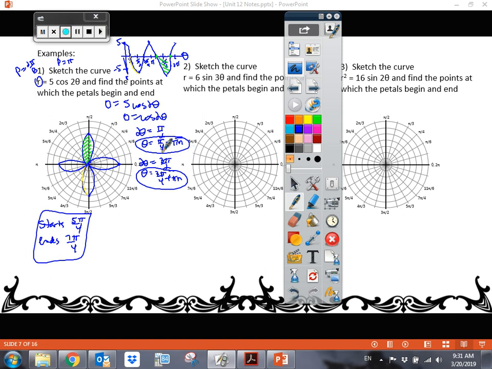So for example, this petal right here starts at 0 and then goes to pi over 4. Pi over 4 is the ending of this half petal, and then pi over 4 is the starting of this petal right here: pi over 4 to 3 pi over 4. So pi over 4 is this location right here, and 3 pi over 4 is this location. Those two give us that start and stop. And then if I add pi to this, 4 pi over 4, so 5 pi over 4, I keep getting more starts and stops. Does that make sense?